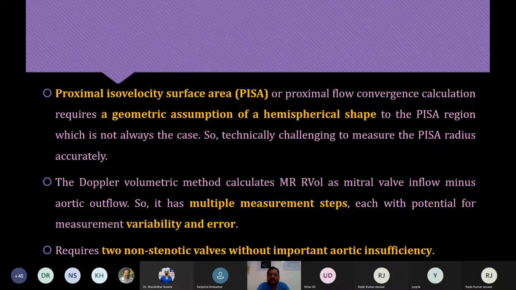Proximal isovelocity surface area, or a proximal flow convergence calculation, requires a geometric assumption of a hemispherical shape to the PISA region, which is not always the case. So it is technically challenging to measure the PISA radius accurately, especially in eccentric jets.